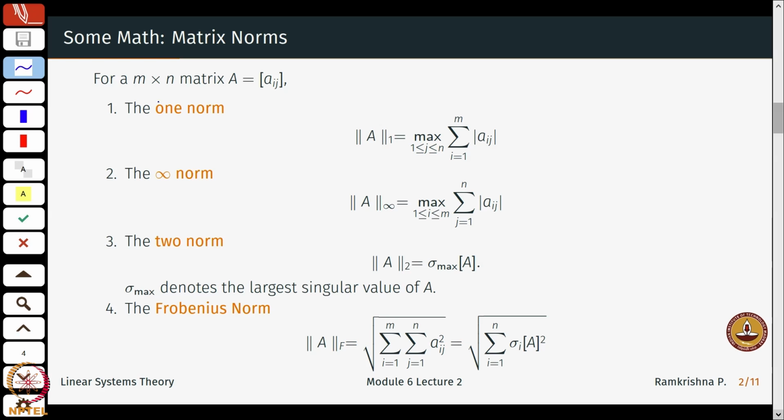For any m cross n matrix A, each element of A has the form a_ij. The one norm is defined in this way. I am looking at the summation over the columns, and taking the maximum column sum of the matrix. If n equals 1, I realize the standard vector case. I have a vector now instead of a matrix, and the one norm would simply be the summation of all the elements of A, say i equal to 1 to m, like the standard definition of a one norm of a vector.